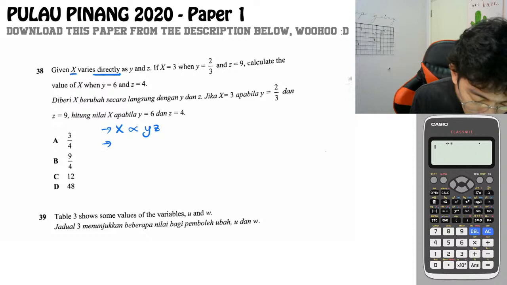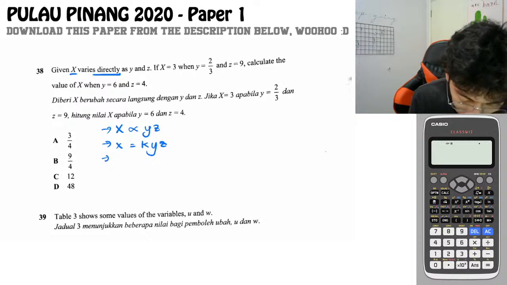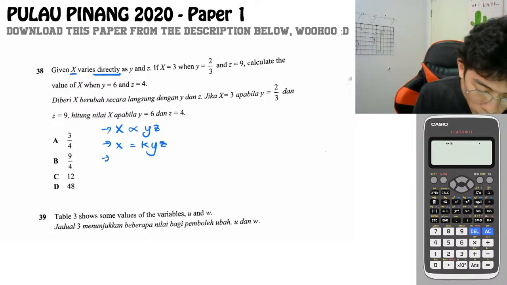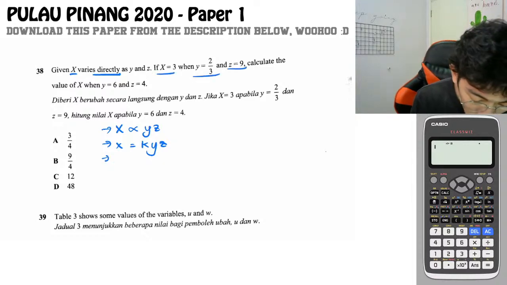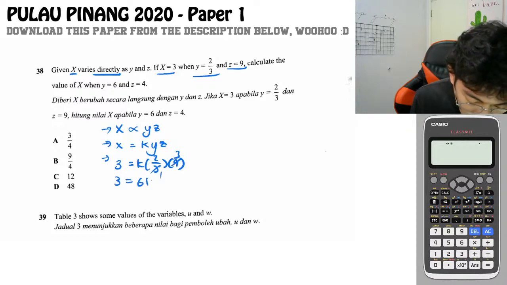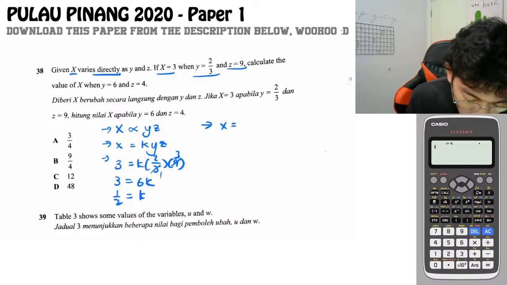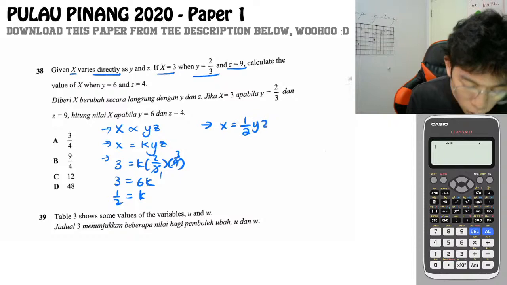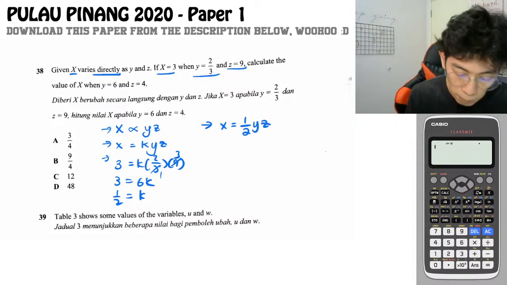So next, X equals to the constant K times Y, Z. Solve for K. You see the sequence? Put in all the information: 3 equals K times 2 over 3 and 9. Cut. 3 equals 6K. K equals 3 over 6, which is 1 over 2. Then you rewrite X equals 1 over 2 YZ, or YZ over 2, same thing.